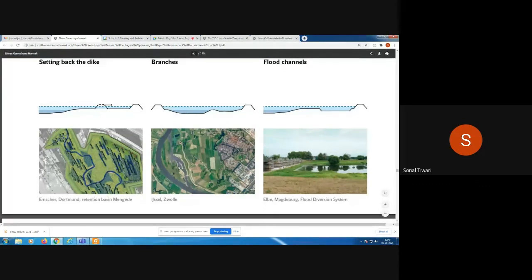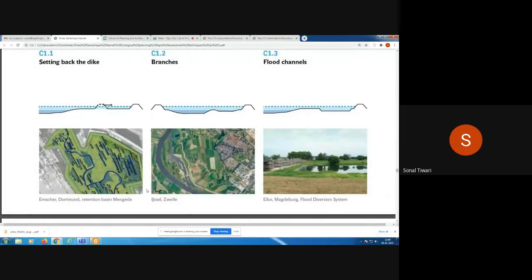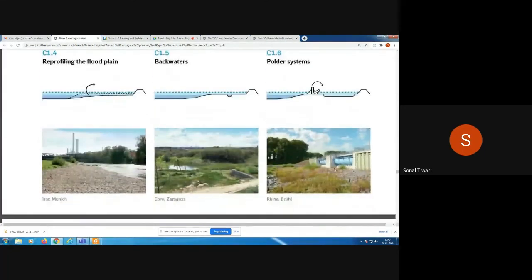So presence of secondary channels or creating of branches, removing the dikes or the embankments and allowing the water to flow in its natural sinuosity can be of the best help. Alternatively, branching of the river also allows it to aerate more and gather more oxygen. Then having flood channels in between and allowing water to percolate or stop it. So there are a good number of strategies for riverine restoration.